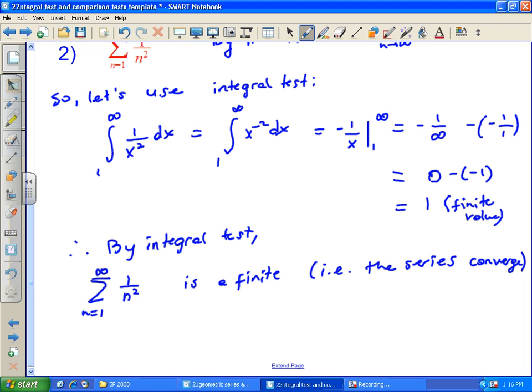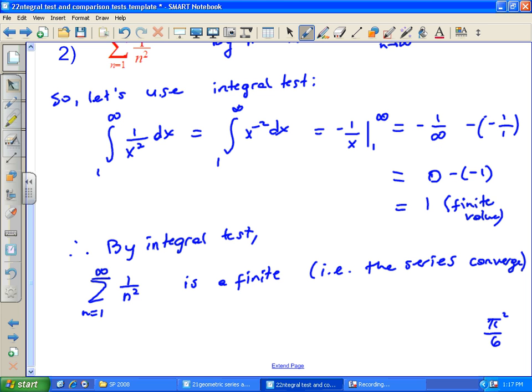As a matter of fact, this happens to be a famous summation, and a very famous mathematician by the name of Euler, I believe, found what the sum was. It's a very complicated proof, but I think he showed that the sum is equal to pi squared over 6.